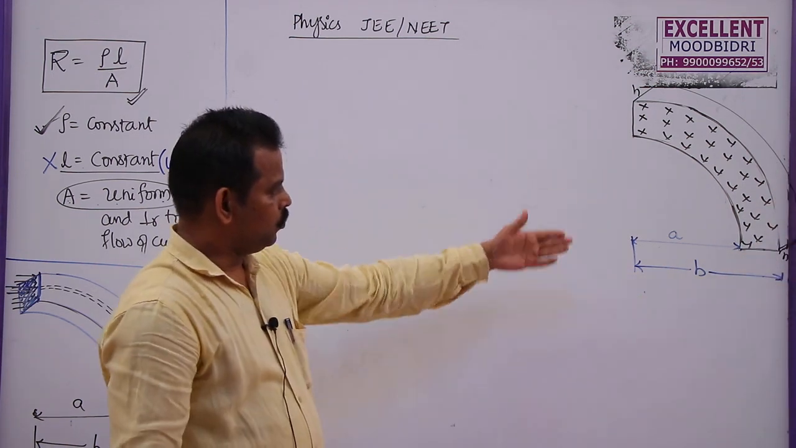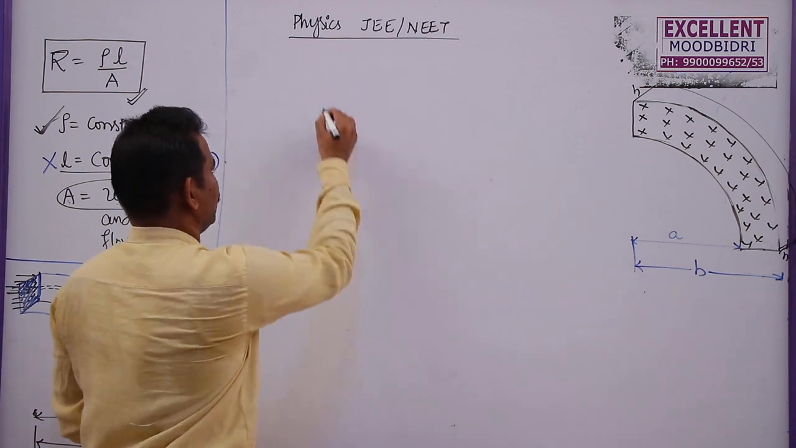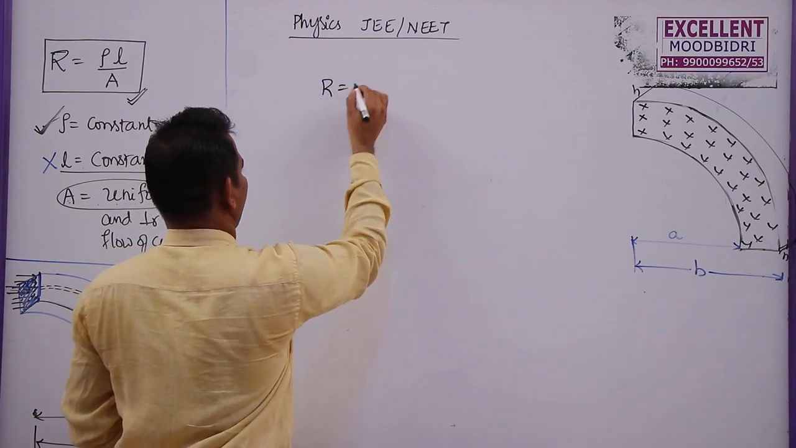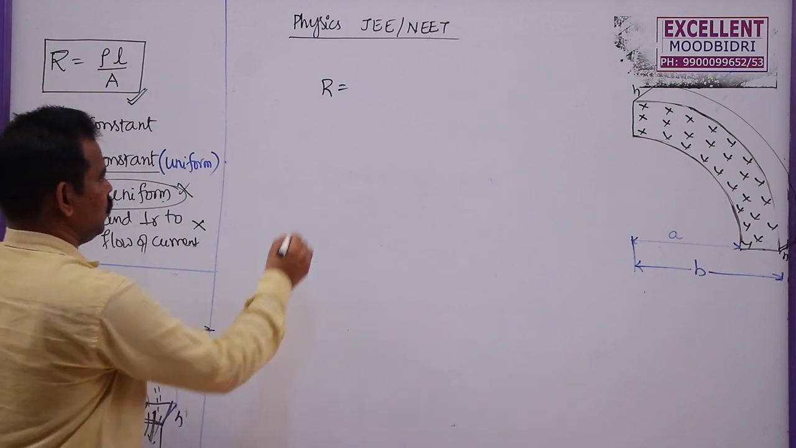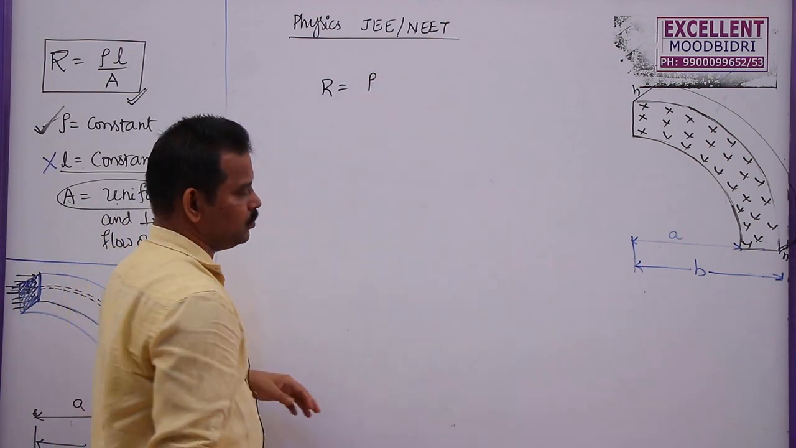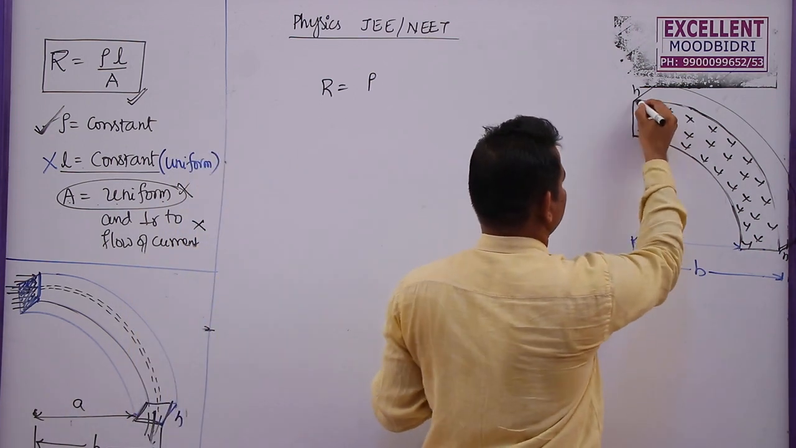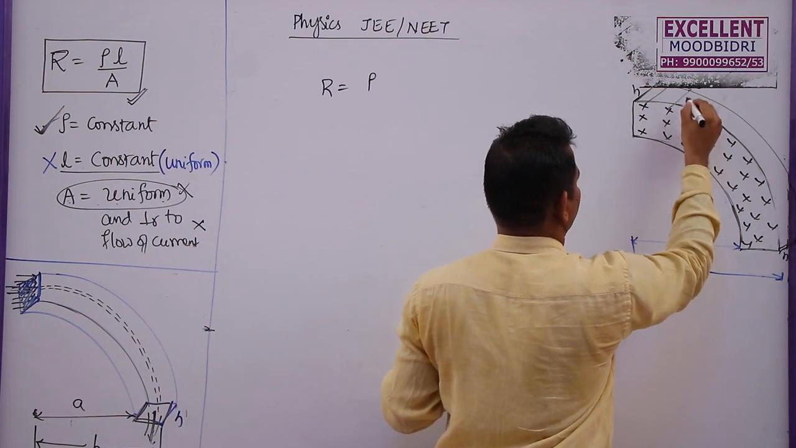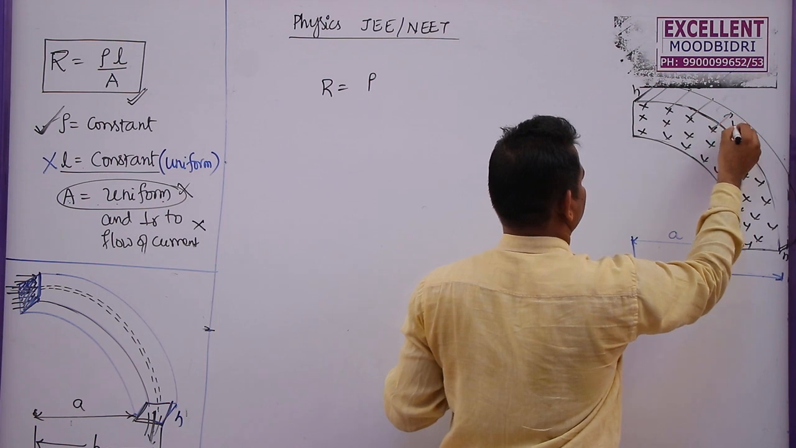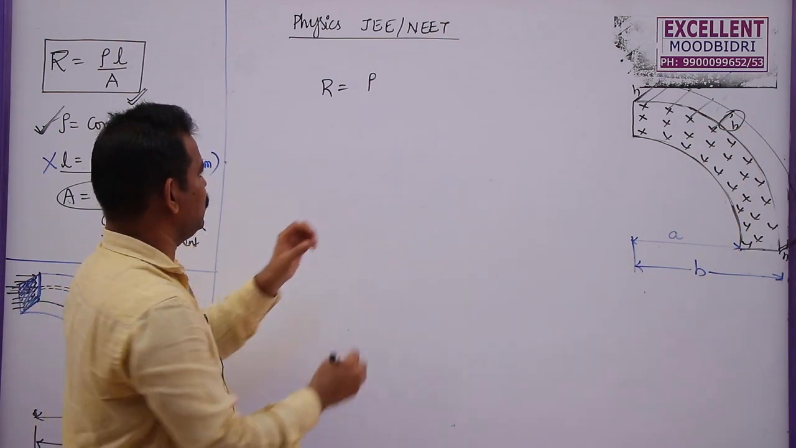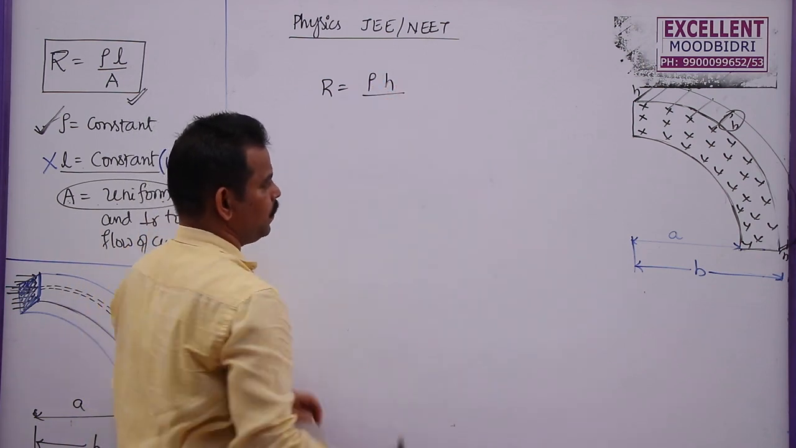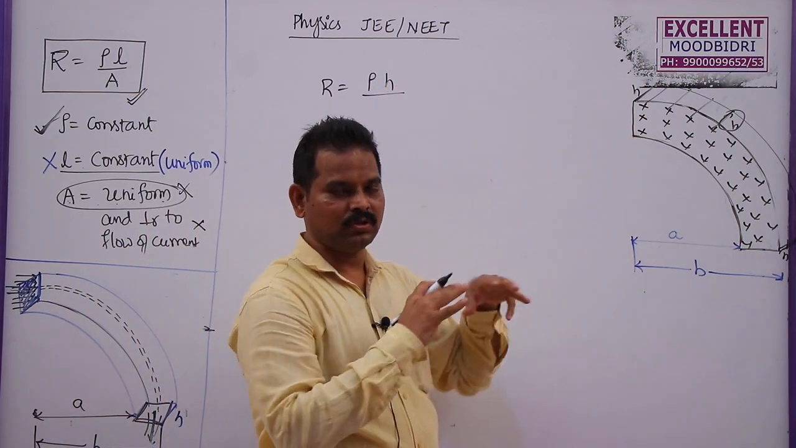Now, how to find the resistance of this one? Resistance is given by rho L by A. Whether we can use this formula directly or not, let me check it. Rho is rho, and the length through which the current is flowing here is h. Then what is the area of cross section through which the current is flowing?